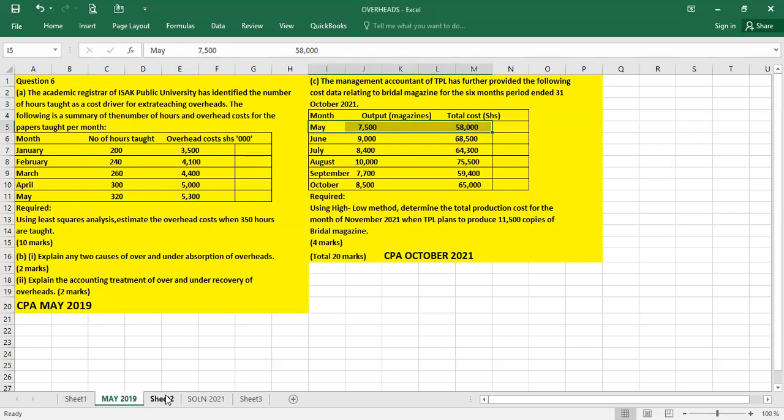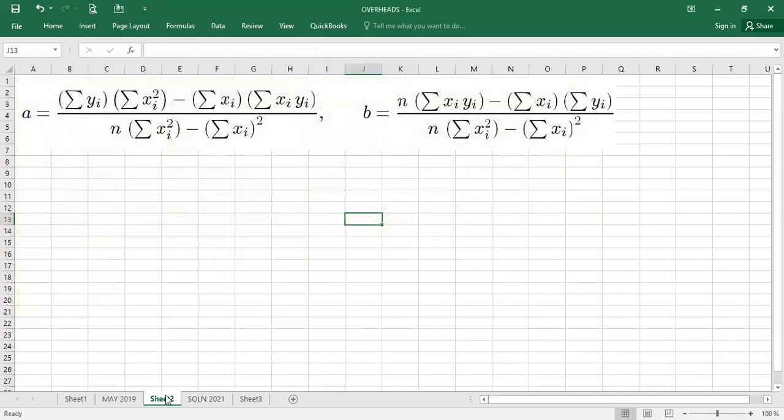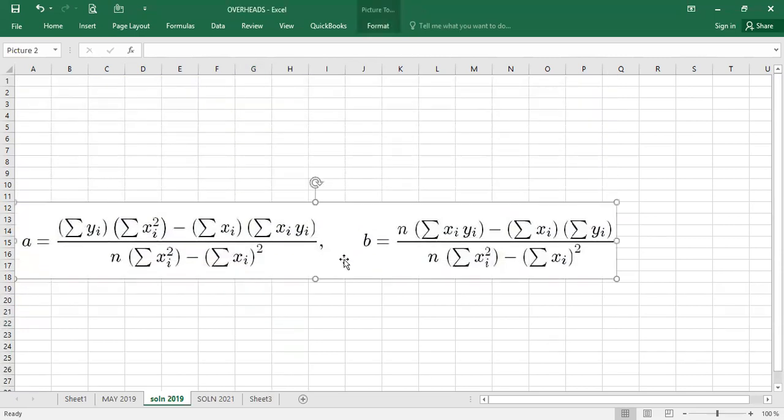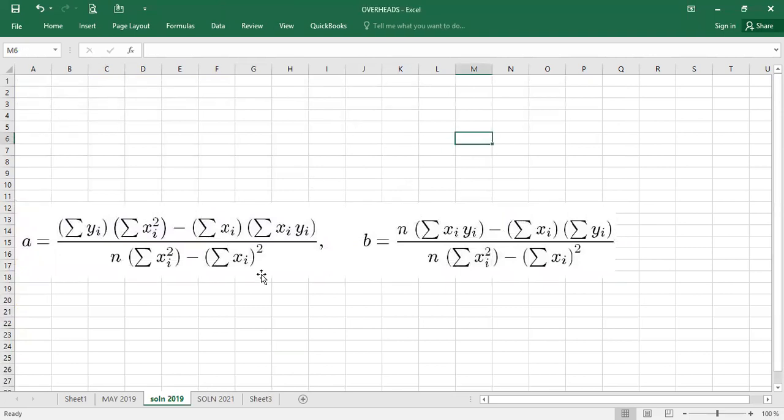So let me get a sheet. This is the solution for 2019. I have extracted this formula from online for you because it will look nice when it's extracted. So we are going to look at this one later, but let me try to explain something.